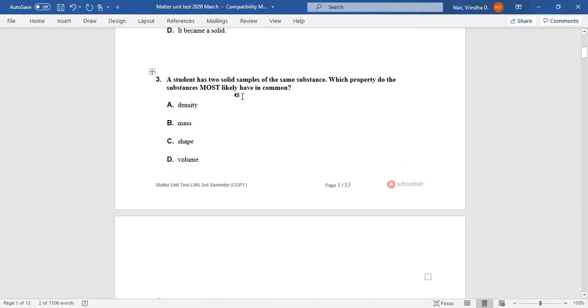A student has two solid samples of the same substance. Which property do the substances most likely have in common? Is it density, mass, shape, or volume?